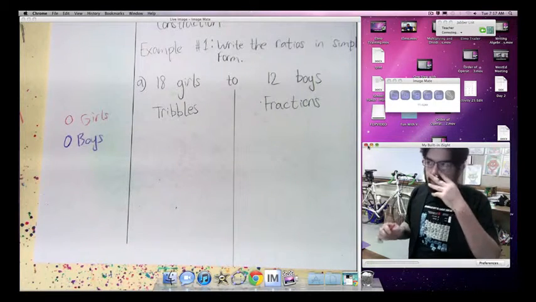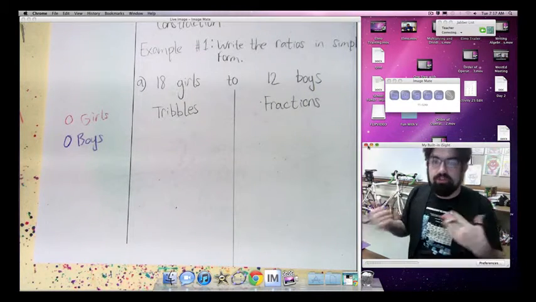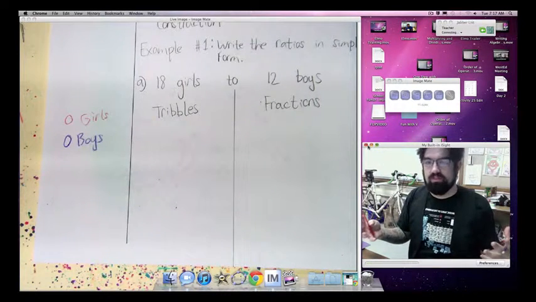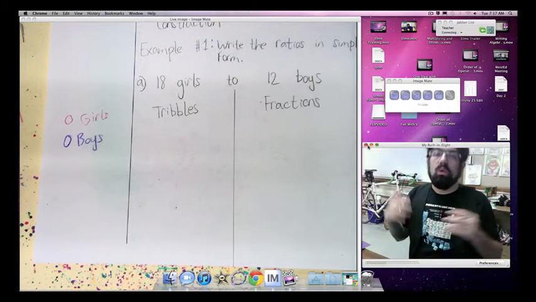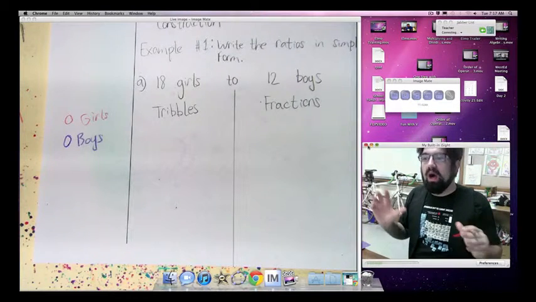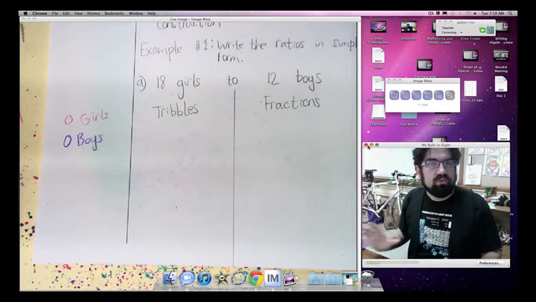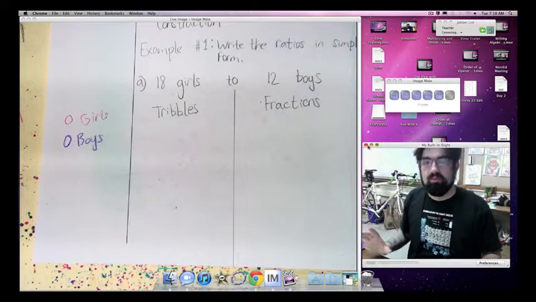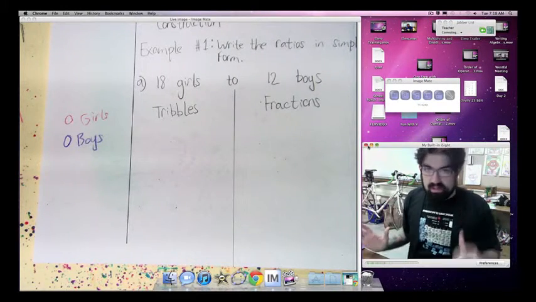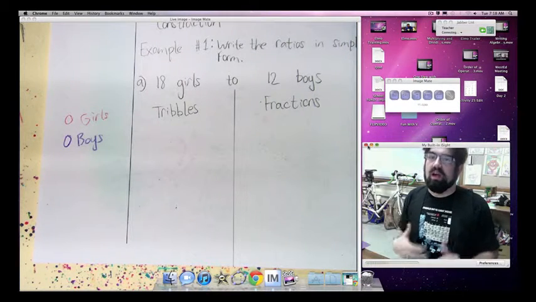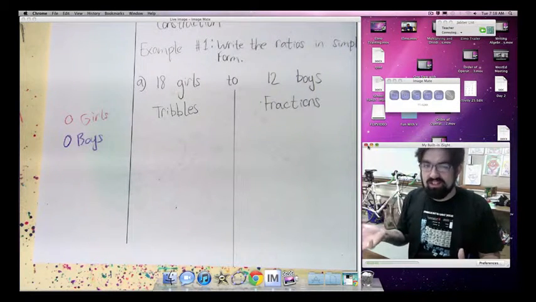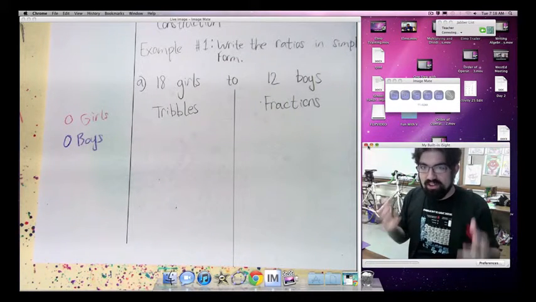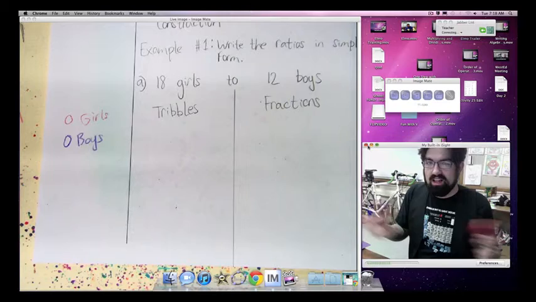Okay, so there are 18 girls to 12 boys. Say this is a classroom and you've got 18 girls and 12 boys. What it means to simplify is, how can I make as many groups as possible that have the same number of girls and the same number of boys? That's what simplify means. Another thing is, you cannot saw a girl in half. I know, boys, I'm really bummed about that too, but we're not magicians, so we're not allowed to do that.